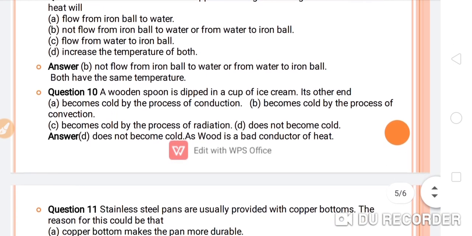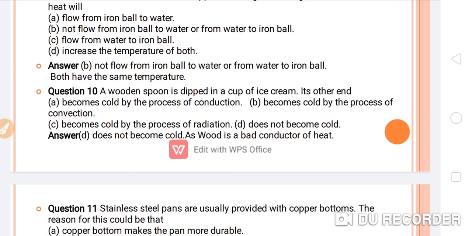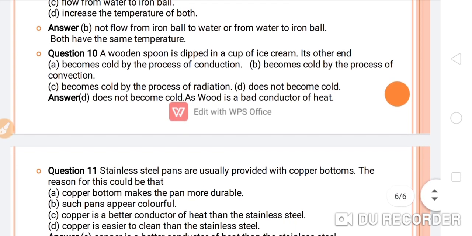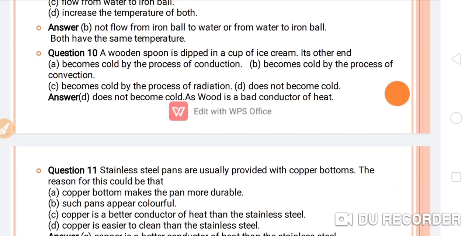Now come to question number 10. A wooden spoon is dipped in a cup of ice cream. Its other end becomes A, cold by the process of conduction. B, cold by the process of convection. C, cold by the process of radiation. And D, does not become cold. So the answer will be D, does not become cold, as wood is a bad conductor of heat. So this is the reason it will not conduct the heat.